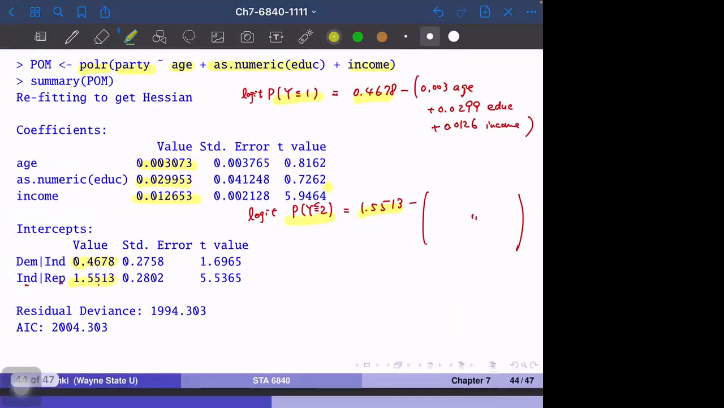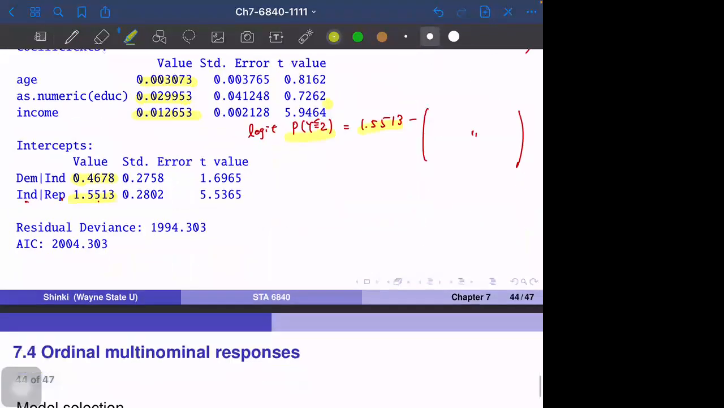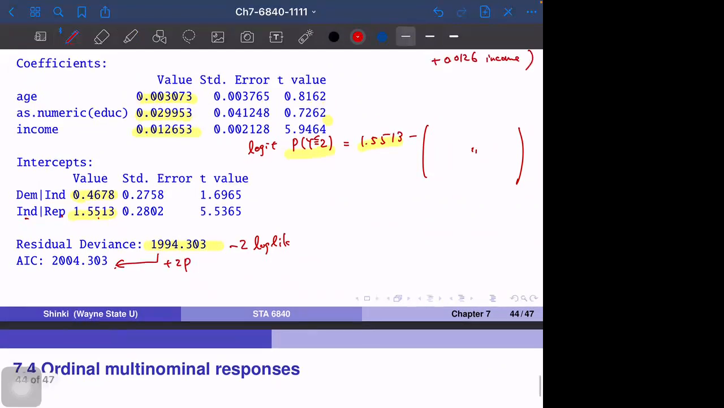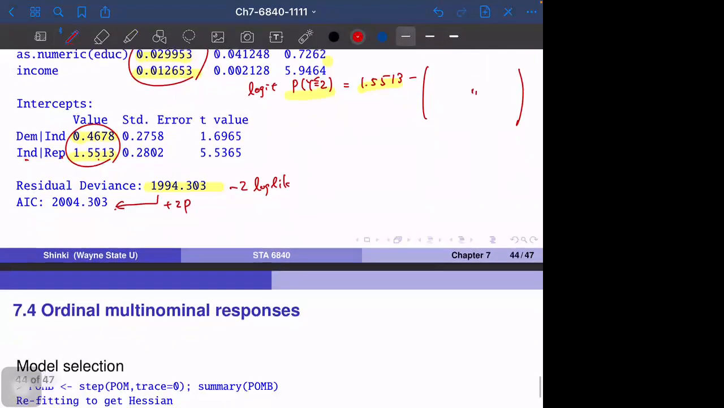And since this is still a kind of multinomial regression model, we can calculate the likelihood function. The residual deviance is -2 times the log likelihood function, and we can also calculate AIC. AIC is this deviance plus 2 times the number of parameters. We have 3 parameters plus 2 parameters, so in total 5 parameters. So we can say the AIC is 10 larger than the deviance.